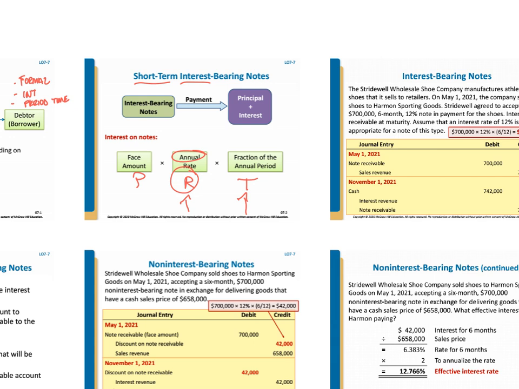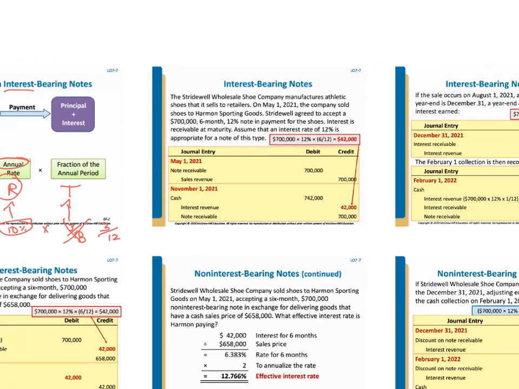For instance, if this was an 18-month note, and we had a 10% interest rate, and the note had been outstanding for 3 months, we would not multiply it by 3 over 18. This would be incorrect. And the reason why is because we're trying to adjust the annual rate, which is 10%, by the fraction of the year that it's been outstanding. So in other words, it would be 3 over 12, regardless of the fact that the note had a duration of 18 months in total.